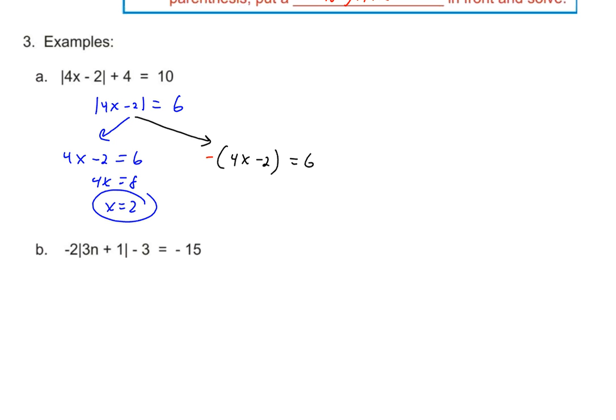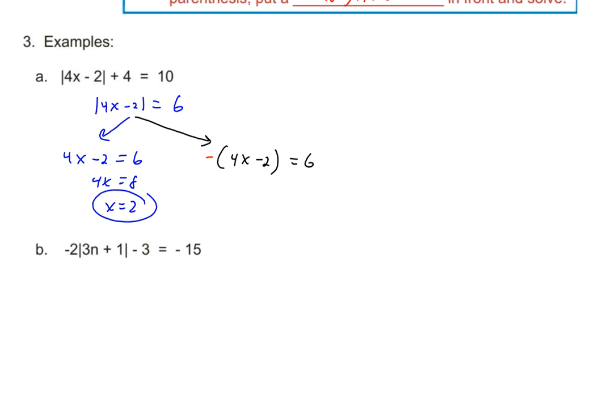Hey, let's pause a second. Let's go back to the original and make sure that solves it. 4 times 2 is 8. 8 minus 2 is 6. The absolute value of 6 is 6. 6 and 4 equals 10. I'm looking at the original, trying the value, so you end up with 10 equals 10. It works. Now solve the second one.